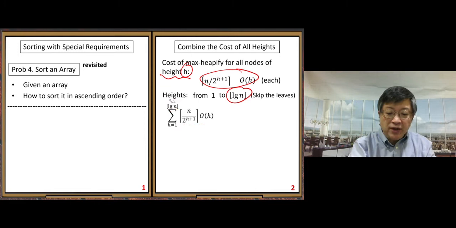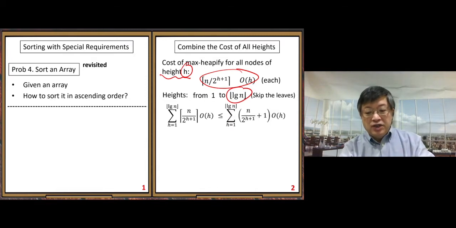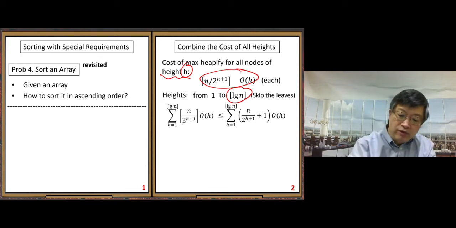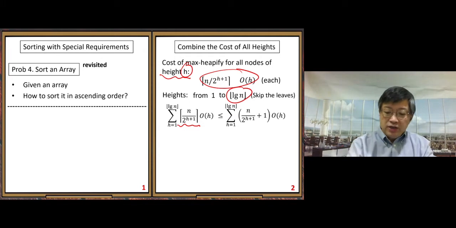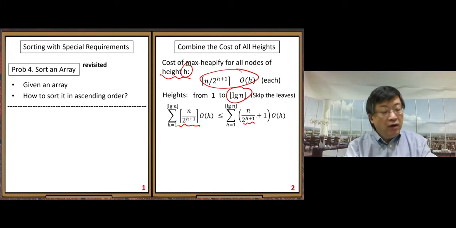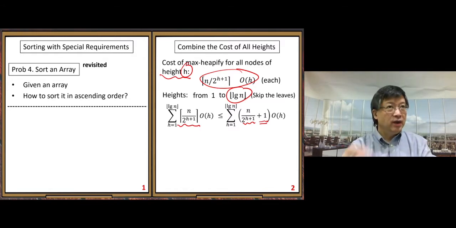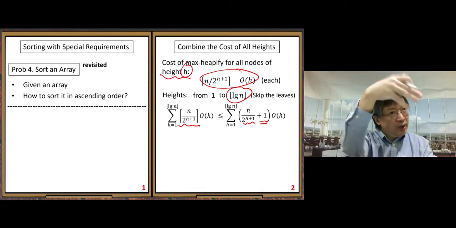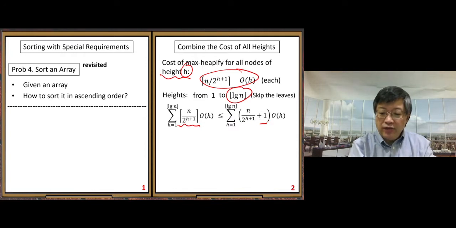Next, we need to estimate this expression. How much is it? Let's do some simplification. First, we want to remove the ceiling function, because it is not very convenient for processing. So we use n over 2 to the h plus 1, plus 1. Because if we add just a 1 to it, we get a number greater than or equal to the ceiling function. So we get rid of the ceiling function.